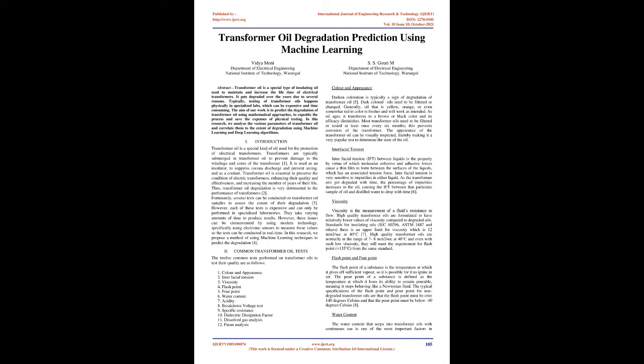Color and appearance. Darkened coloration is typically a sign of degradation of transformer oil. Dark-colored oils need to be filtered or changed. Generally, oil that is yellow, orange, or even somewhat red in color is fresher and will work as intended. As oil ages, it transforms to a brown or black color and its efficacy diminishes.